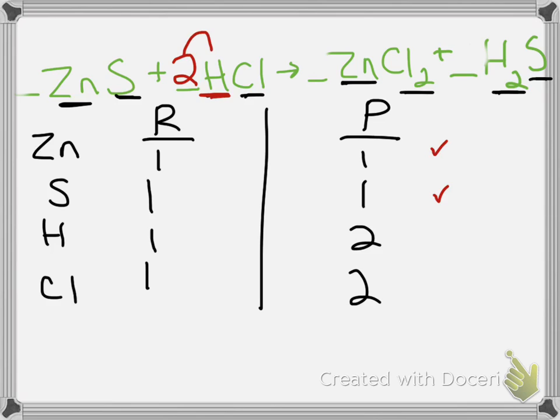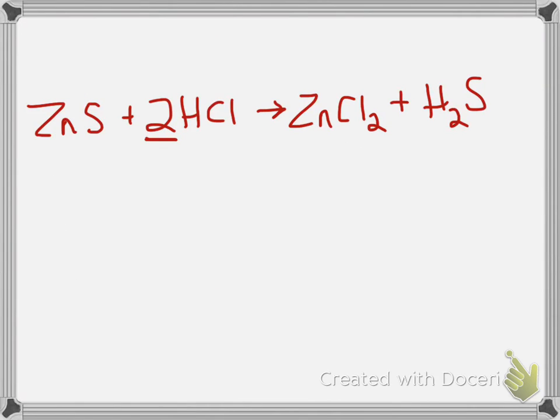Now remember, this 2, the coefficient, applies to everything in this molecule. So we now have 2 hydrogens and we have 2 chlorines. Well, that makes our hydrogens balanced and our chlorines balanced. So this is our balanced chemical reaction. And it should look like this when finished.